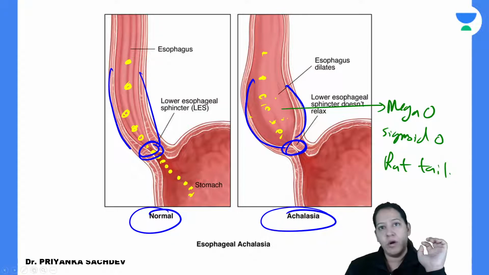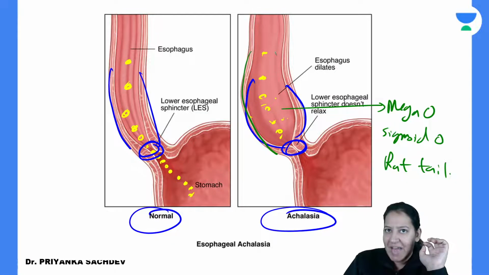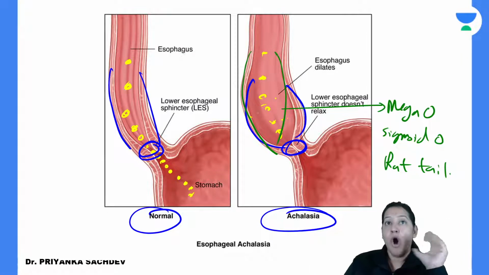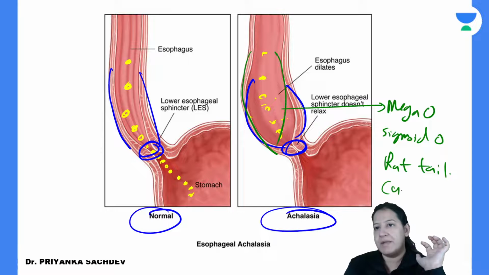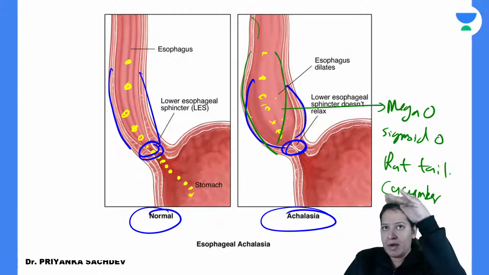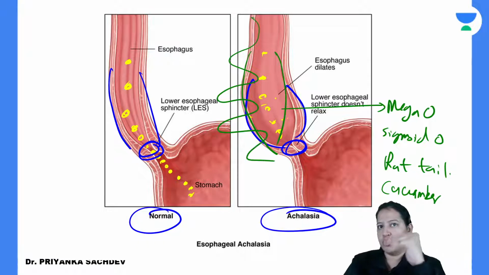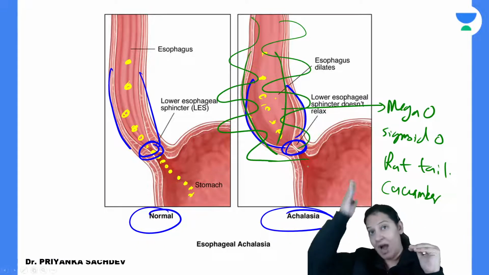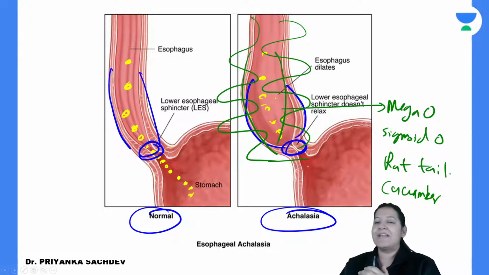Rat tail. What do you mean by rat tail? Rat's tail. So can you see it is tapering? It is tapering of the esophagus. So that is known as rat tail appearance, or it is known as cucumber appearance. Cucumber appearance on the X-ray. You know cucumber. Have you eaten cucumber? In summers we have this big cucumber. So it is tortuous. You know the esophagus is tortuous like the cucumber. A big, large, long cucumber. So that is the cucumber appearance.